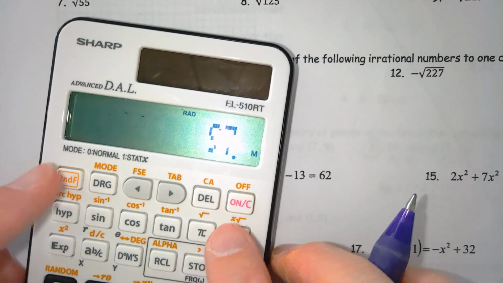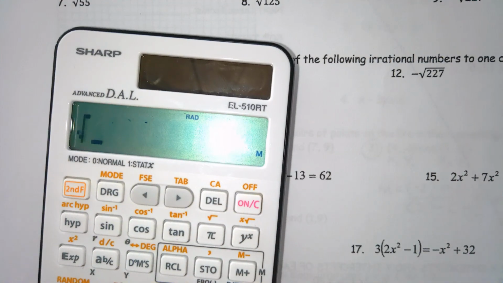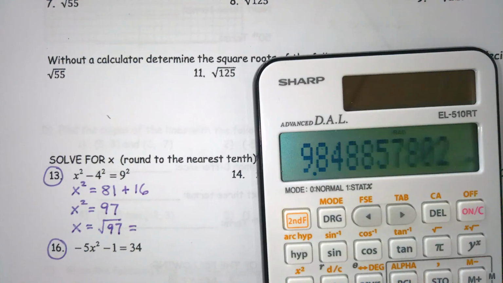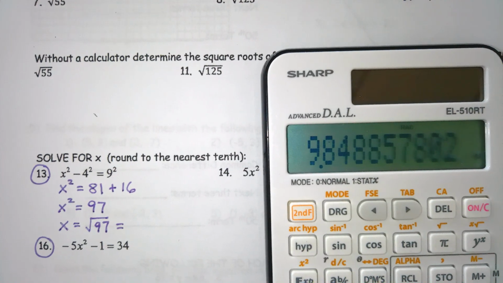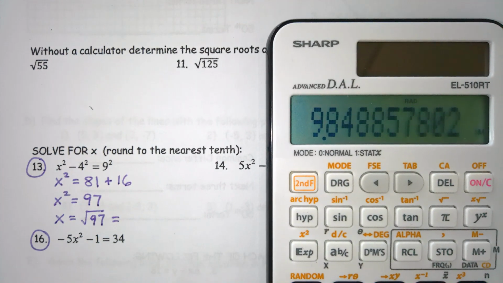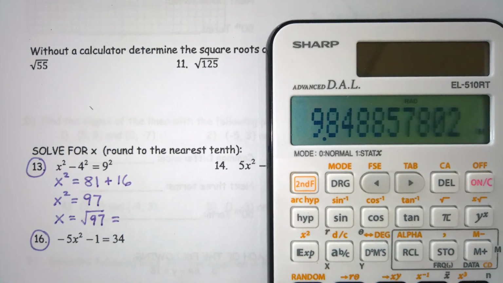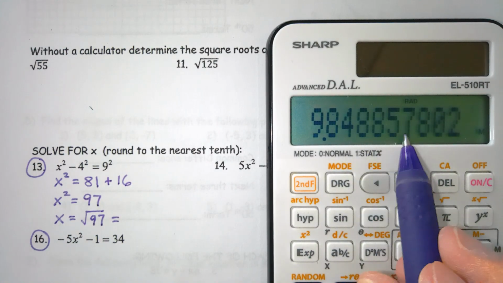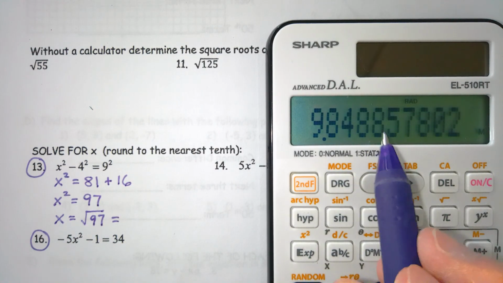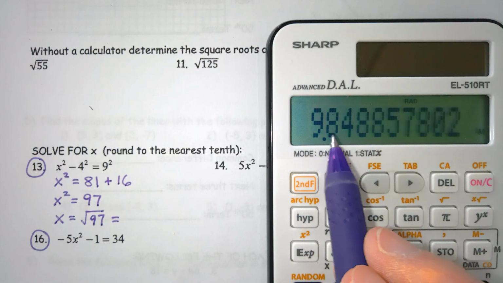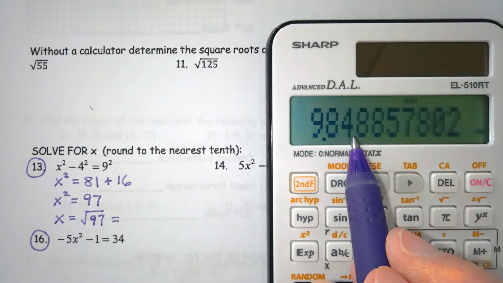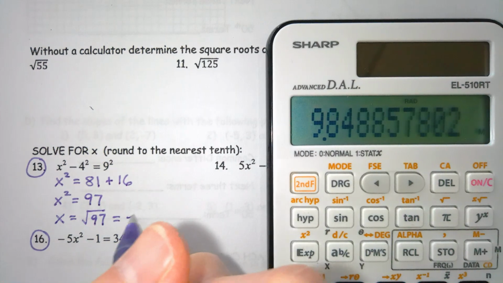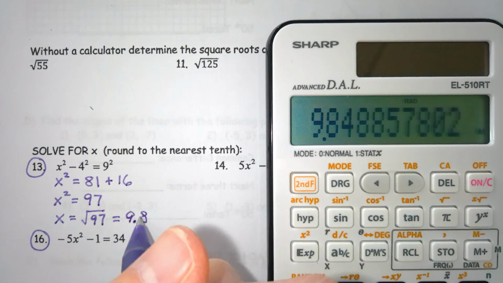So when you do that, second shift 97, I get this as my answer. The question does say round to the nearest tenth. So my answer is, William? 9.8. Okay, so again, I don't have to look all the way back here to keep rounding. I just want one decimal place. So then I look at this one, it's a 4, so I leave it as an 8. So 9.8.